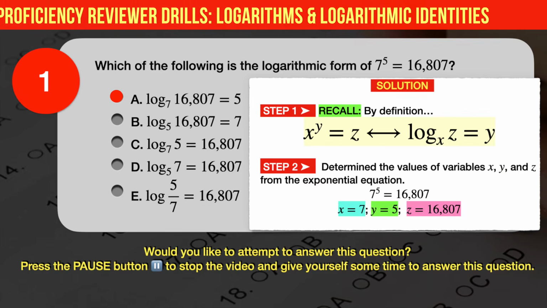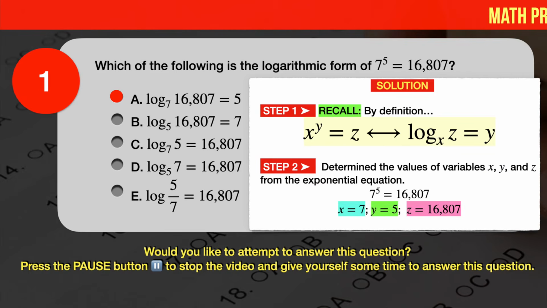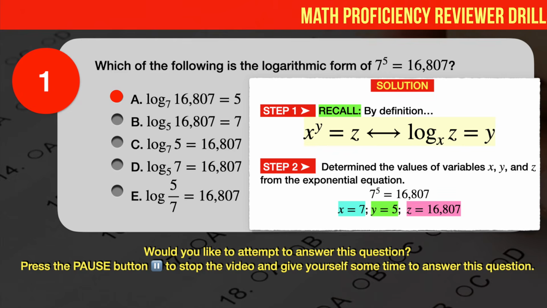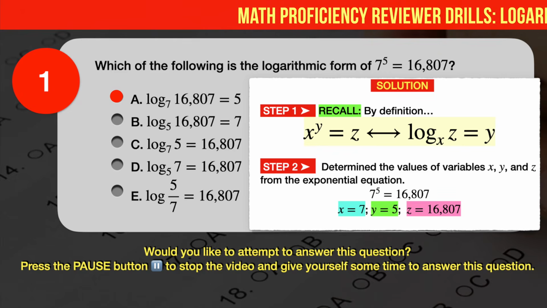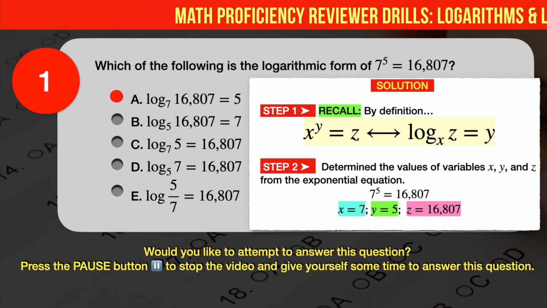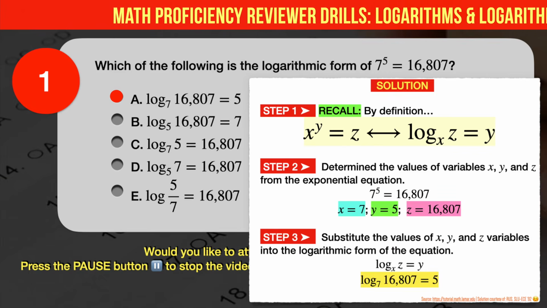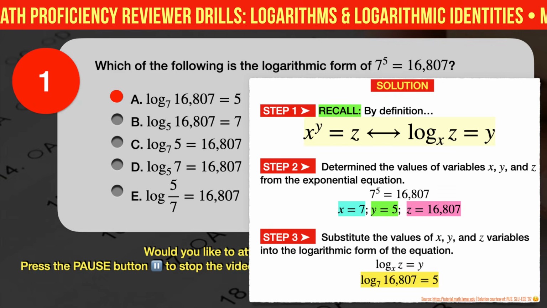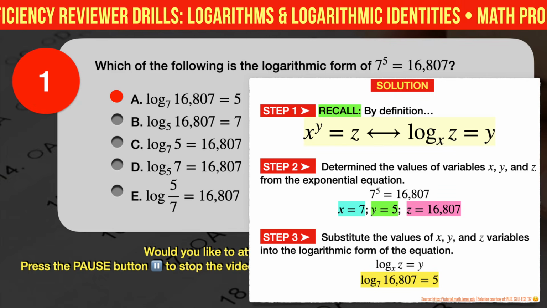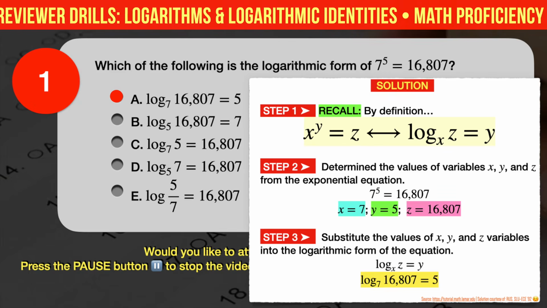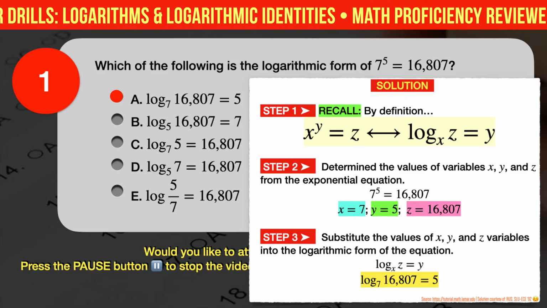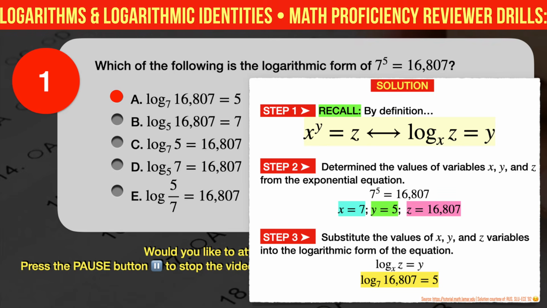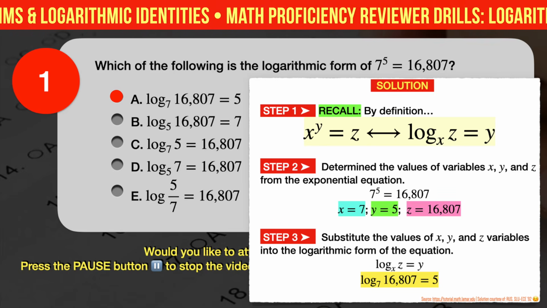Going back to our given equation, we can determine the values of variables x, y, and z from our given exponential equation as follows. X equals 7, y equals 5, and z equals 16,807. We then substitute the values of variables x, y, and z into the equivalent logarithmic form of the equation. Therefore, 7 raised to 5 equals 16,807 in logarithmic form should be logarithm base 7 of 16,807 equals 5.